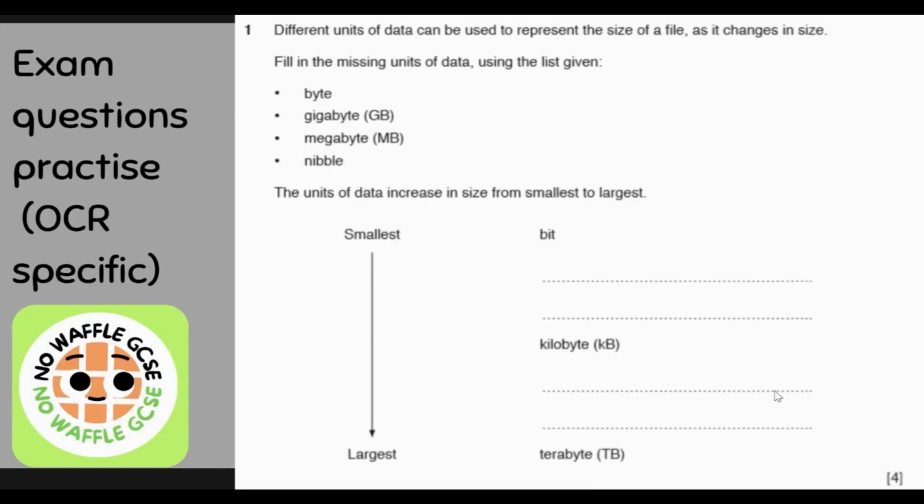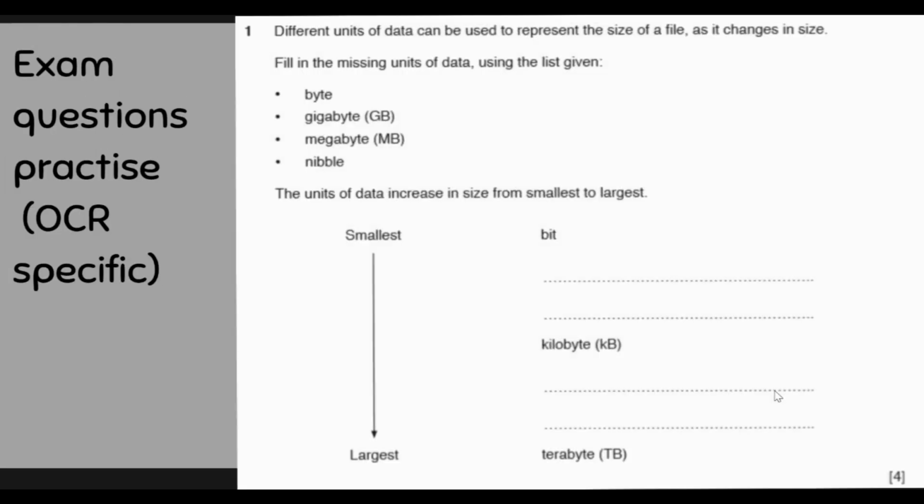Now, let's do some exam question practice. Different units of data can be used to represent the size of a file as it changes in size. Fill in the missing units of data using the list given. So you've got byte, gigabyte, megabyte, and nibble. The units of data increase in size from the smallest to the largest. So pause this video to answer this question and let's look at the answers now.